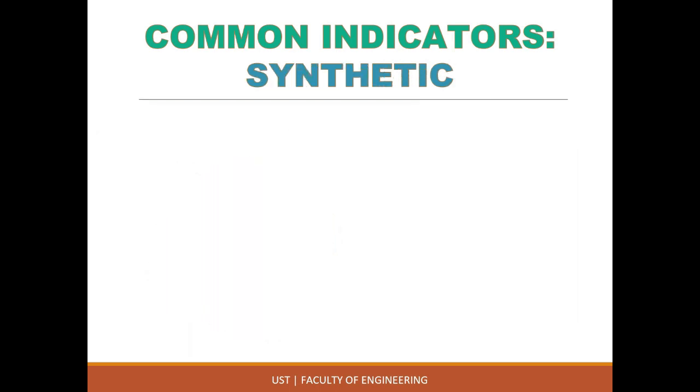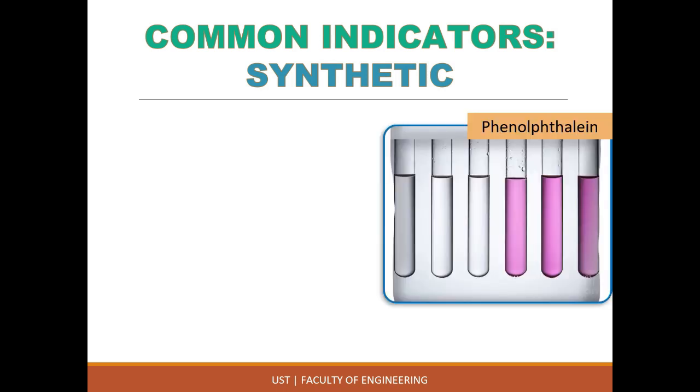Finally, there are synthetic indicators, which are those synthesized in the laboratory. Phenolphthalein is a colorless liquid and remains colorless with acid, but turns pink with a base. If you noticed, most indicators only tell us the acidic or basic character of a solution, but they don't tell us the strength.